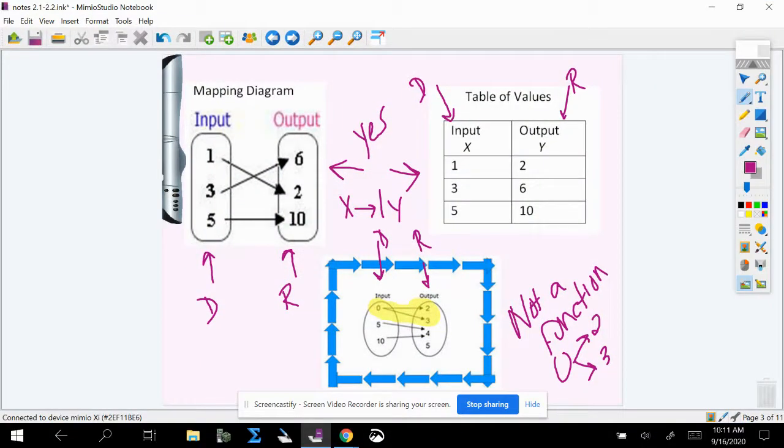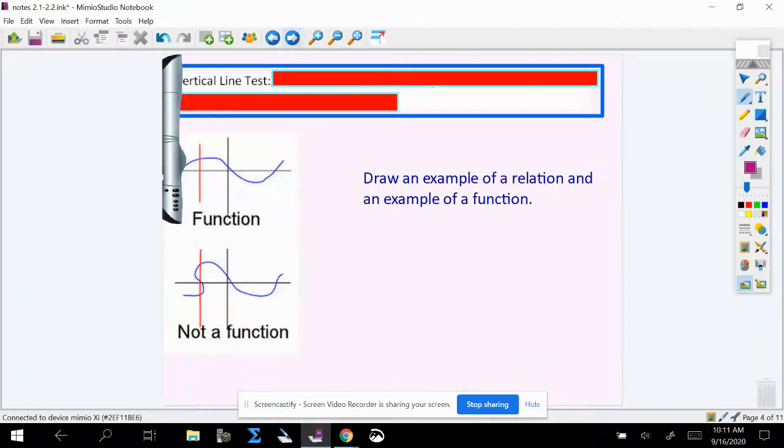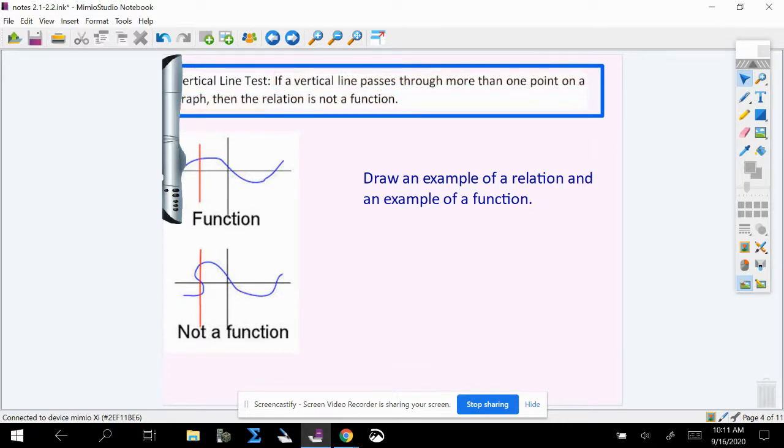One last thing to talk about when it comes to functions: if it is visual, we can tell if it's a function by doing something called the vertical line test. A vertical line test means that if you draw vertical lines running up and down, and a line passes through more than one spot on a graph, then it is not a function. We often call this the VLT, and we talk about whether it passes or fails the VLT. So if you look at this first picture here, this is a function.